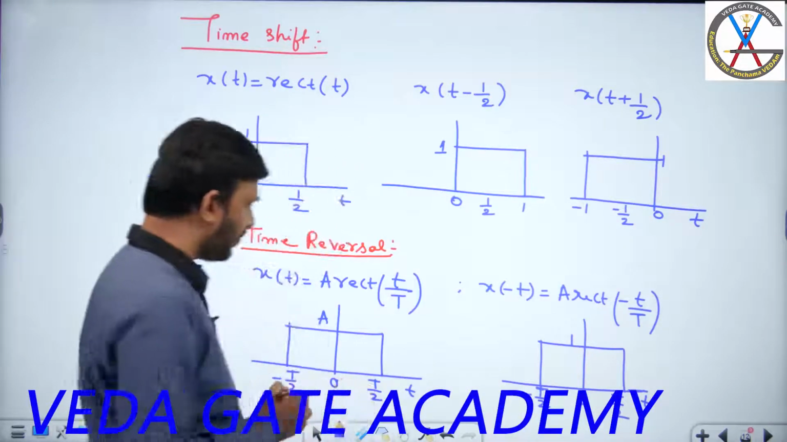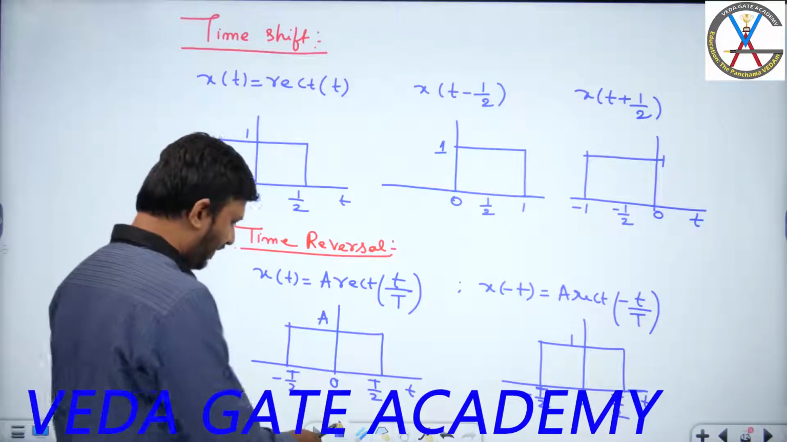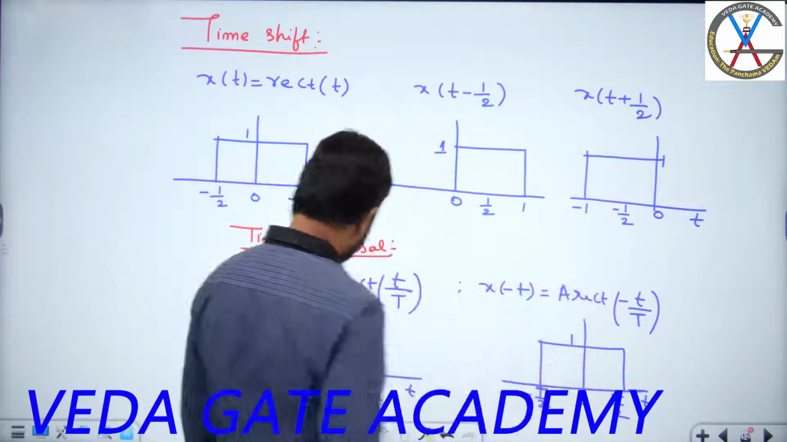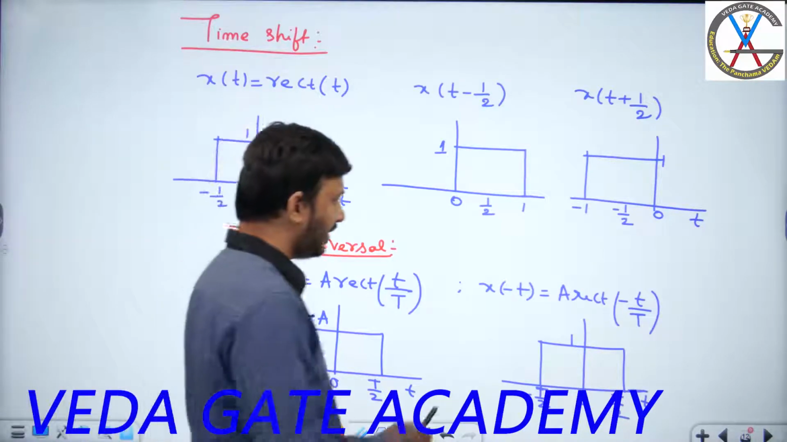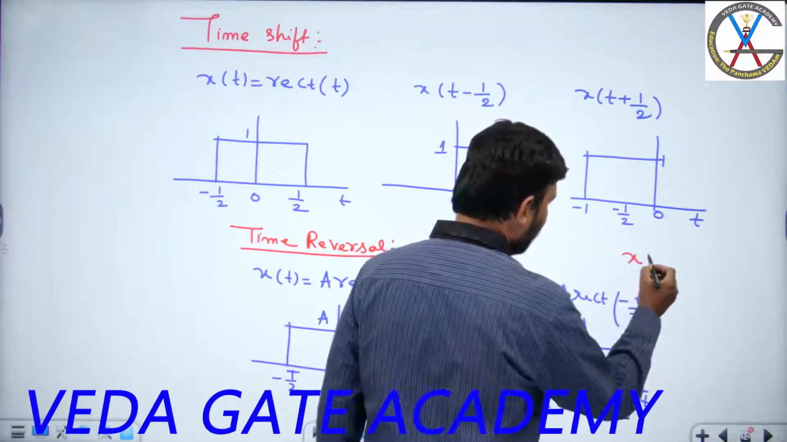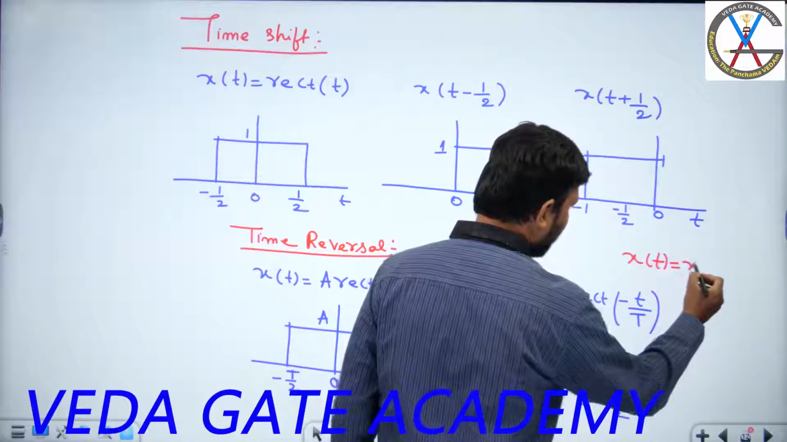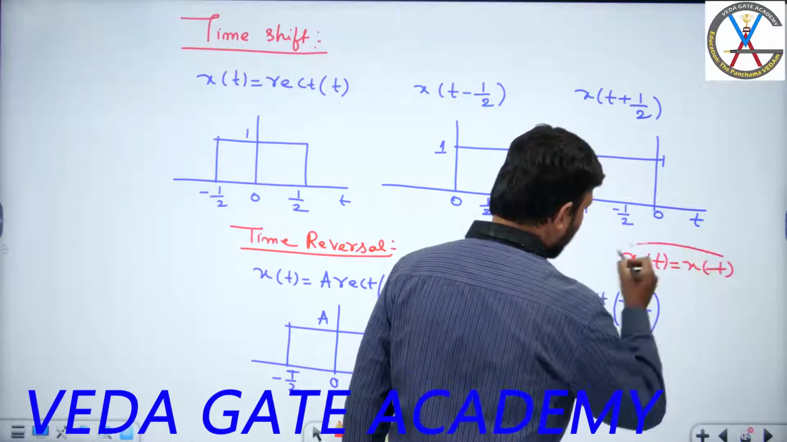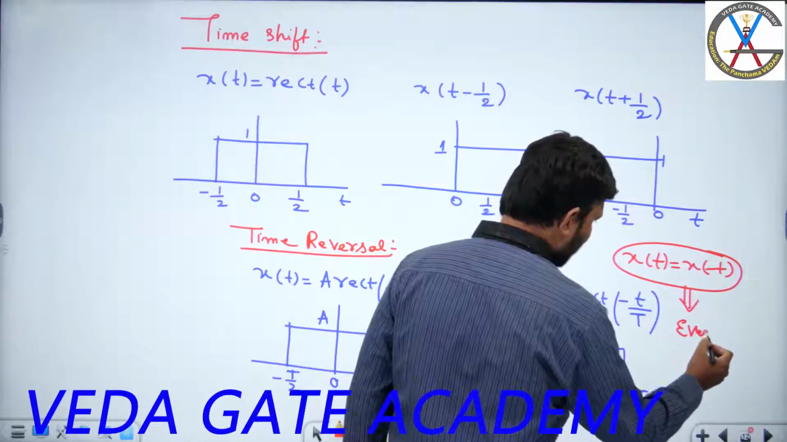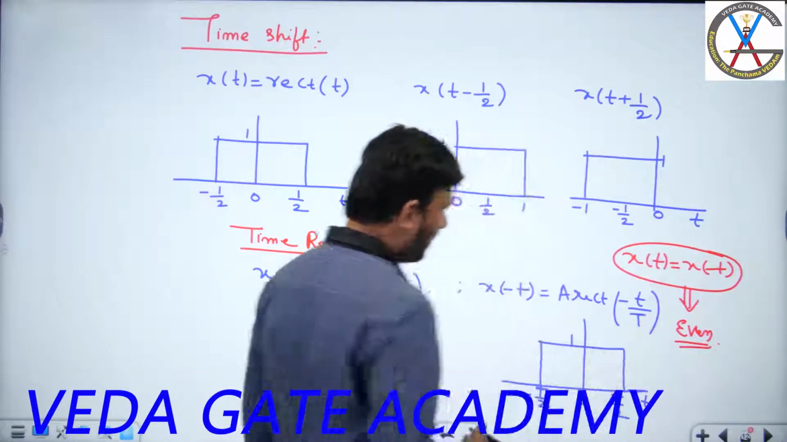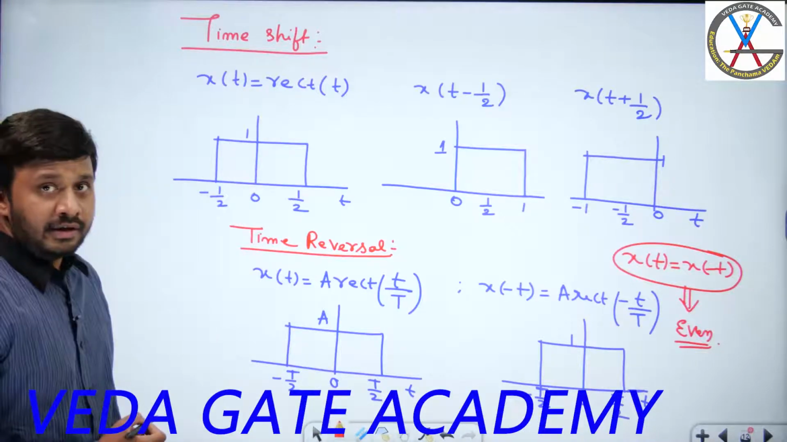I'll get the same signal. So how can you classify this one? Can I classify my rectangle pulse as an even signal? Yes, it is an even signal, because if x of t is equal to x of minus t, we can call our signal an even signal. Fine.